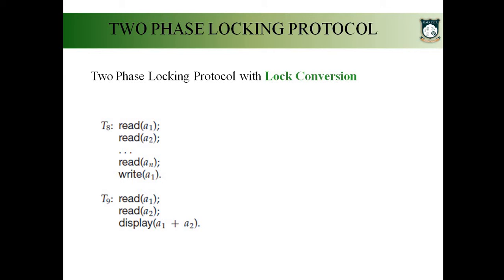Since we are reading A and also writing A, we will lock the data item A in exclusive mode. Once you lock in exclusive mode, what happens? Exclusive mode is not compatible with any other mode. So other transactions have to wait till this transaction completes its operation. So the level of concurrency is reduced.